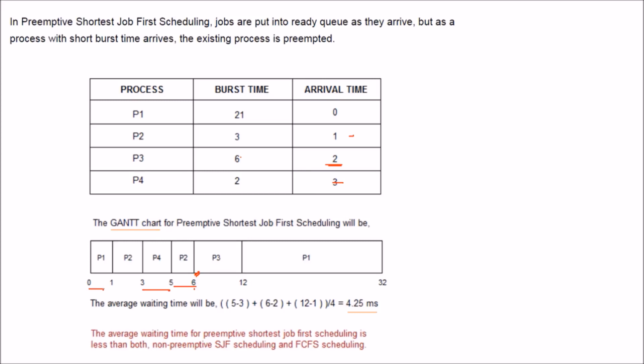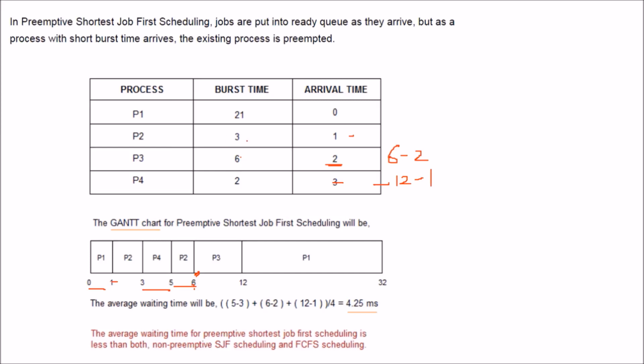P1 has already completed 1, so it has to wait from 0 to 1 to 12. So this has to wait till 12 minus 1, that is 11. And then P3 has to wait from here, and it has already come at 6. So 6 minus 2 will be the waiting time of P3.